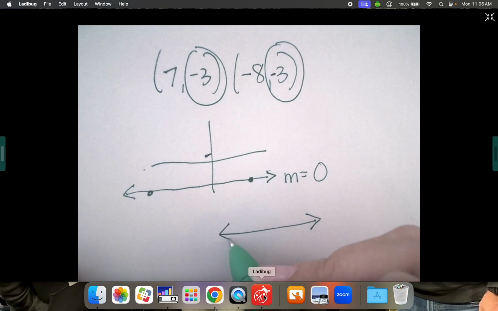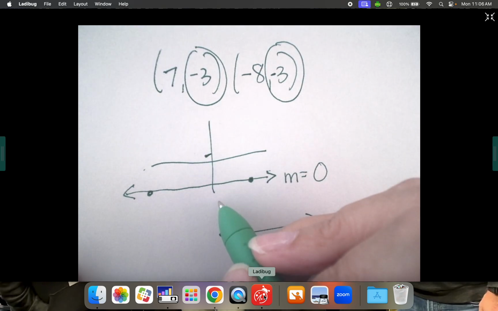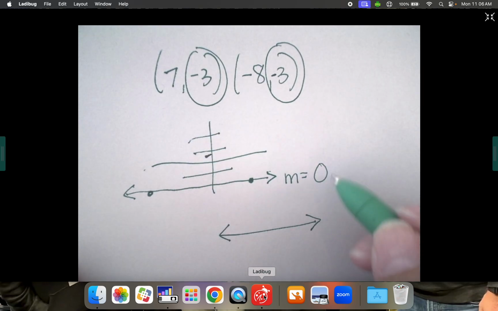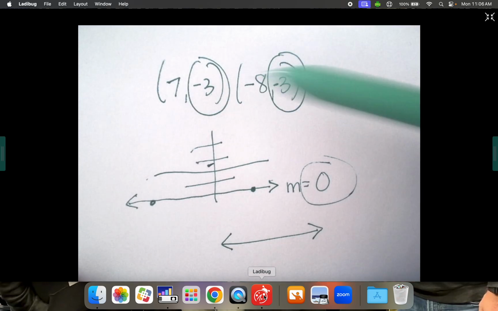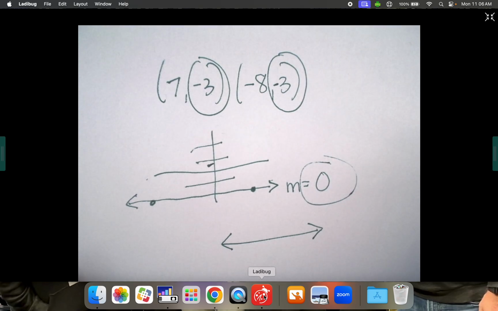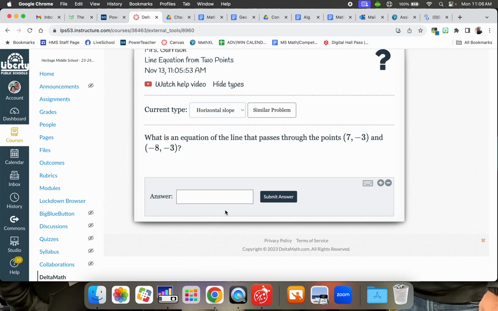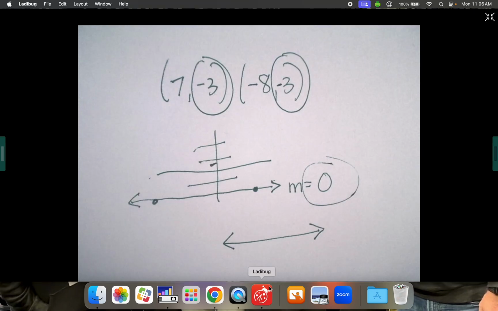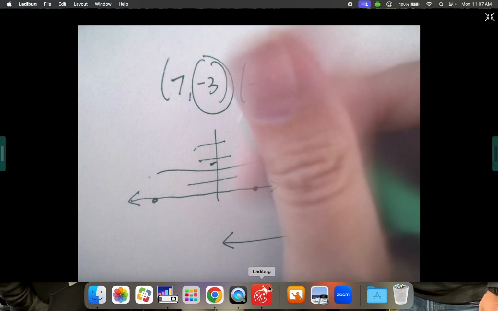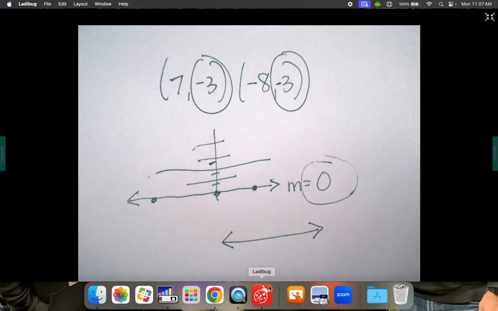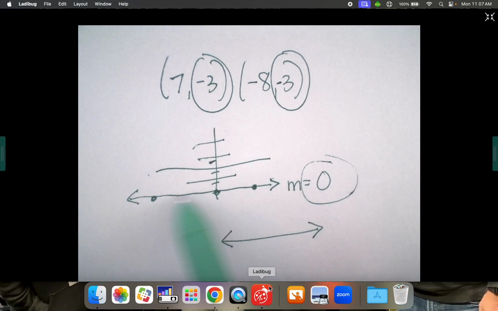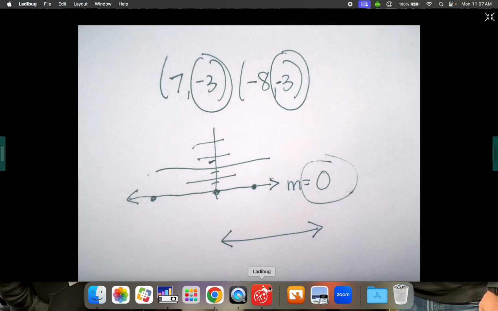Anytime you have any horizontal line, I don't care where it's at on the y-axis, as long as it's horizontal, it will end up being a 0 slope. So if your y's are the same, it is a 0 slope. Okay, so let's go back in and type in y equals -3 because your y is -3. Actually, let me make sure you understand that. It would hit right here at -3. That's my y-intercept, which is -3. It's a 0 slope, but to write an equation for it, it's y equals -3 because your y is -3 on both.